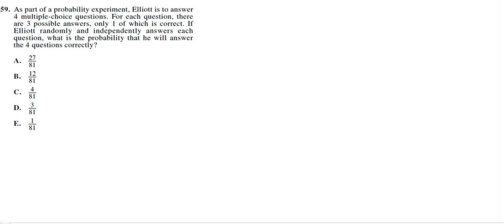Number 59. As part of a probability experiment, Elliot is to answer 4 multiple choice questions. So we have 4 multiple choice questions. Let me just say question 1, 2, 3, and 4. For each question, there are 3 possible answers. So let's call that A, B, C, A, B, C, A, B, C, and A, B, C. If Elliot randomly and independently answers each question, what is the probability that he will answer the 4 questions correctly?